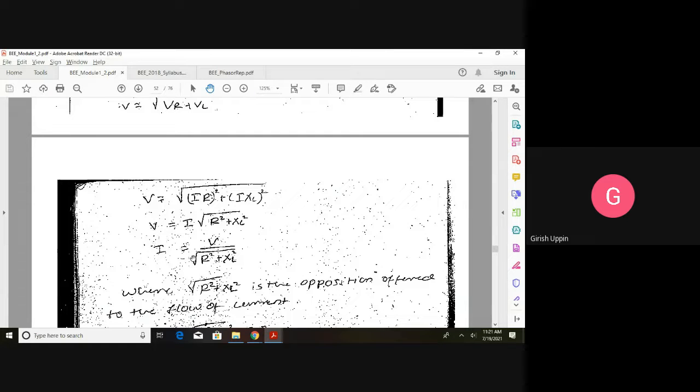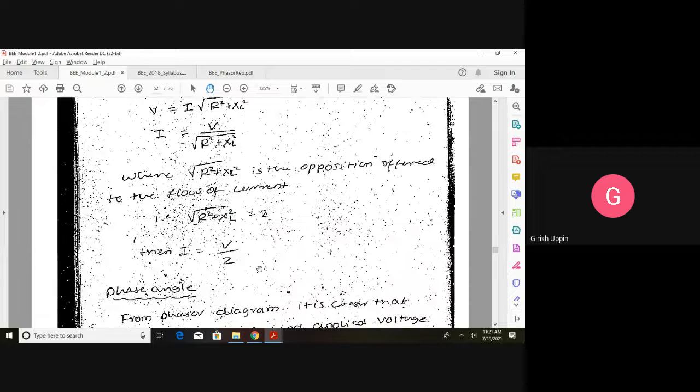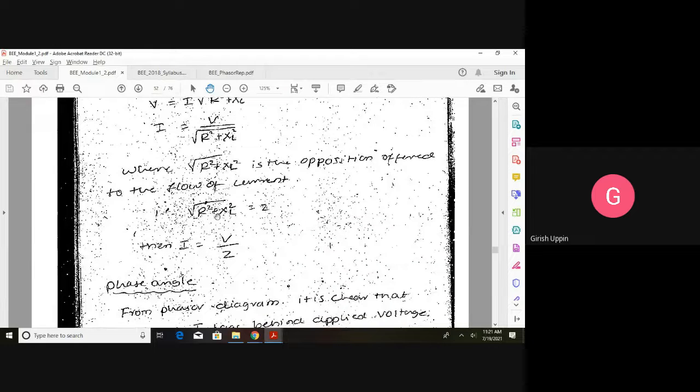Therefore, I is equal to what? V by square root of R square plus XL square, or V by I is equal to square root of R square plus XL square. Always remember, V by I ratio is the opposition. And what is the opposition here? Square root of R square plus XL square, and it is called the impedance Z. Therefore, Z is equal to square root of R square plus XL square, or I can write I is equal to V by Z, or V is equal to I into Z.